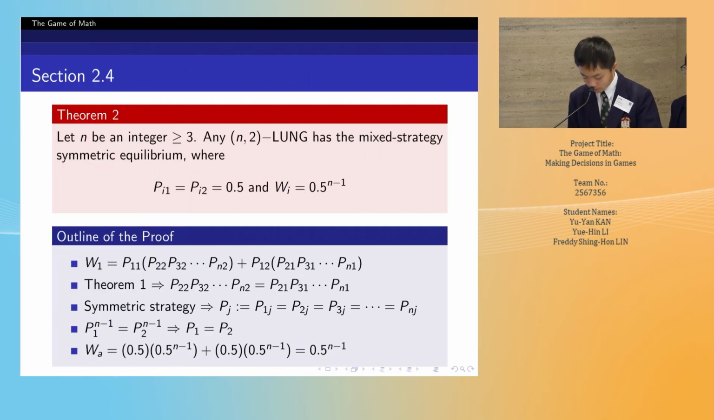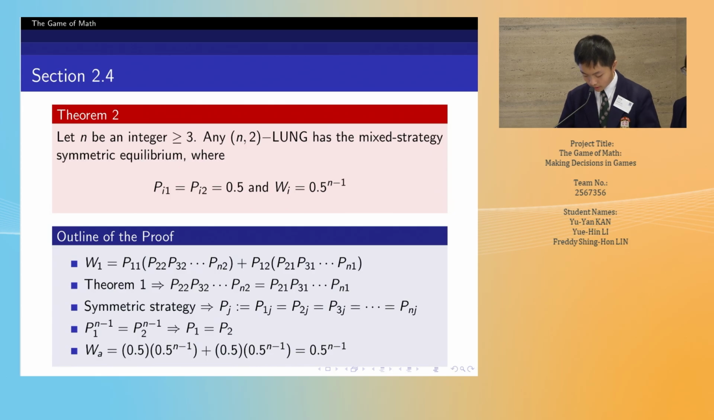So next, we move to explicit solutions of certain finite LONs. Starting with Theorem 2, where we have at least 3 players and only 2 integers available, the symmetric equilibrium is a strategy where both numbers have the same probability to be chosen, which is 0.5, and the winning probability of a player is 0.5 to the power n minus 1.